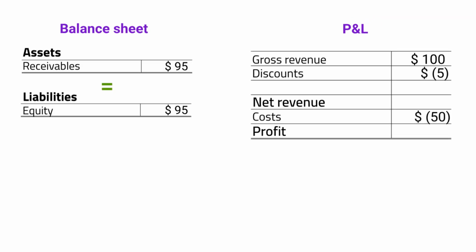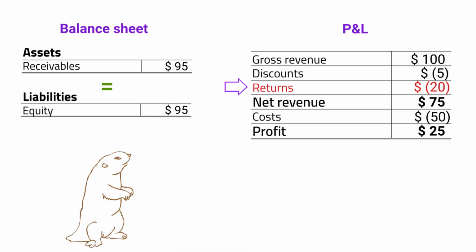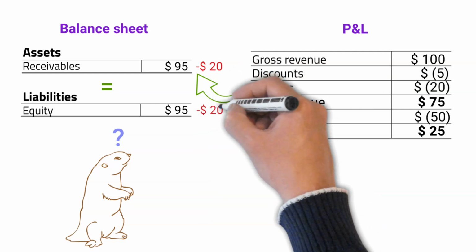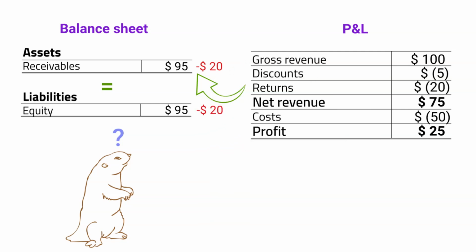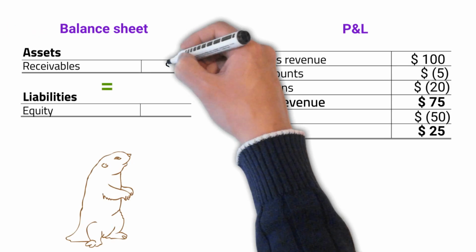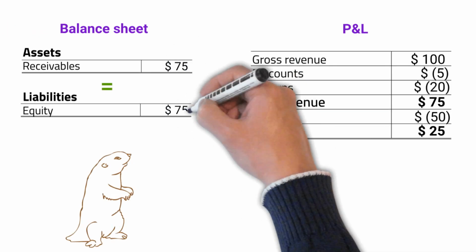How do we reflect that in our financials? We are introducing a new line into our P&L, returns, and reducing our sales by $20. Our net revenue and profits drop by the same $20, a one-to-one impact. Now we need to reflect that on our balance sheet. We decrease the receivables by 20, and as our profits dropped by 20, we also decrease equity by the same amount. And the balance sheet balances.